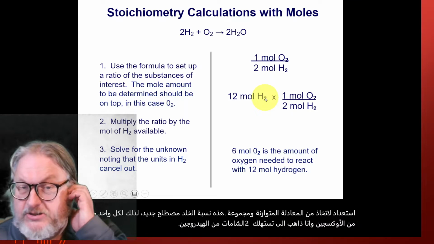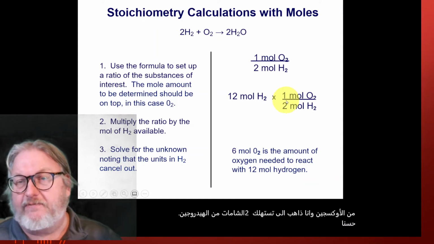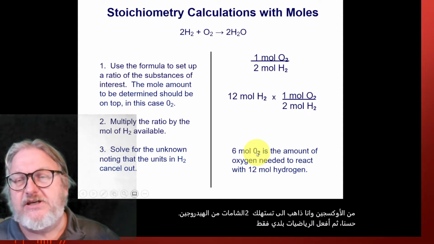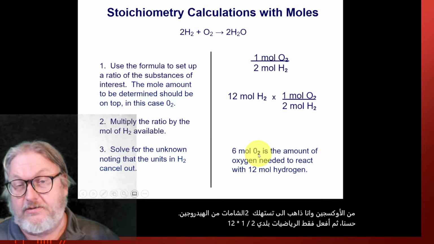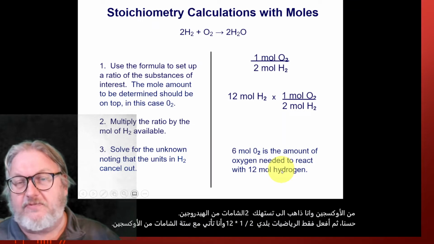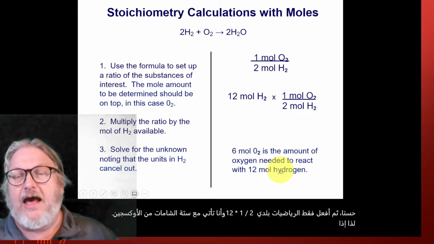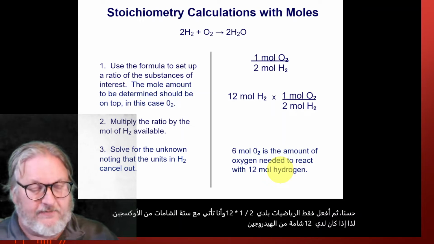All right. Then I just do my math. 12 times 1 divided by 2, and I come up with 6 moles of oxygen. So if I have 12 moles of hydrogen, I want to completely react it, I'll need 6 moles of oxygen.